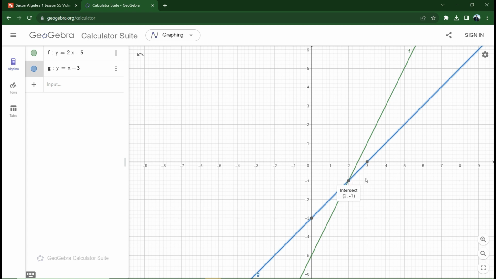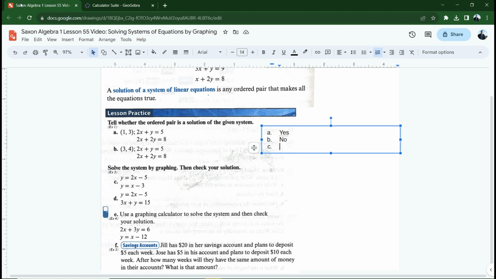I can click on it in GeoGebra and see that the solution to both is 2, negative 1. Hey, let's try that out. So I'm going to plug in 2 for x. 2 times 2 is 4, minus 5 is -1. That's a solution to that one. 2, -1. Let's try the second one.